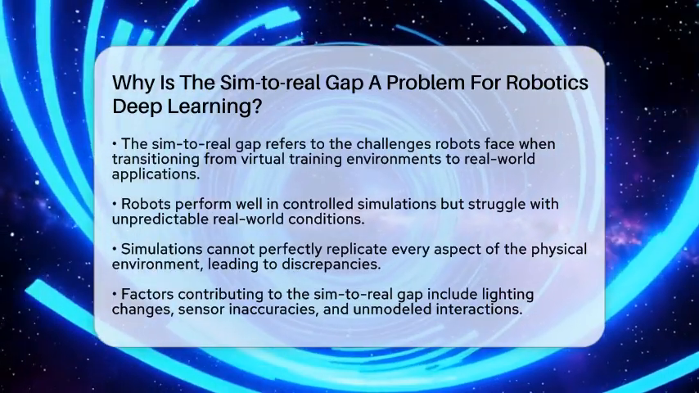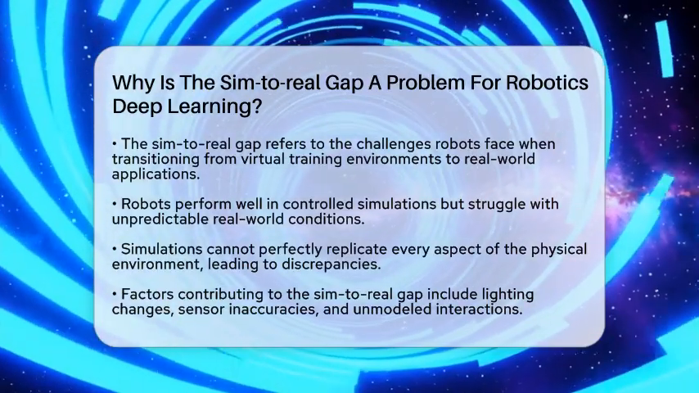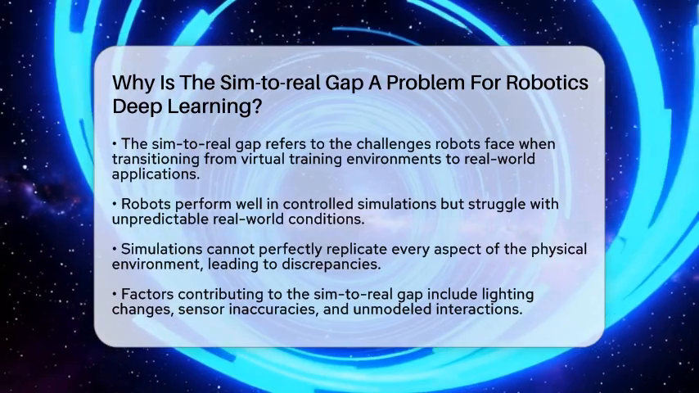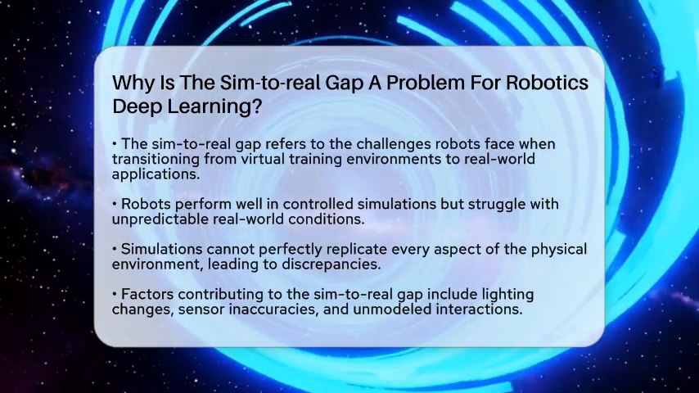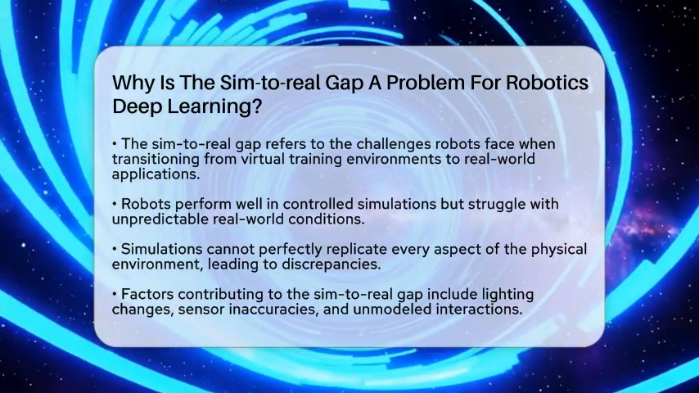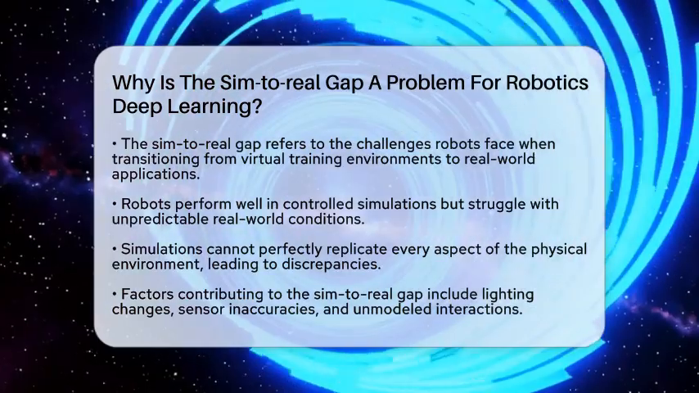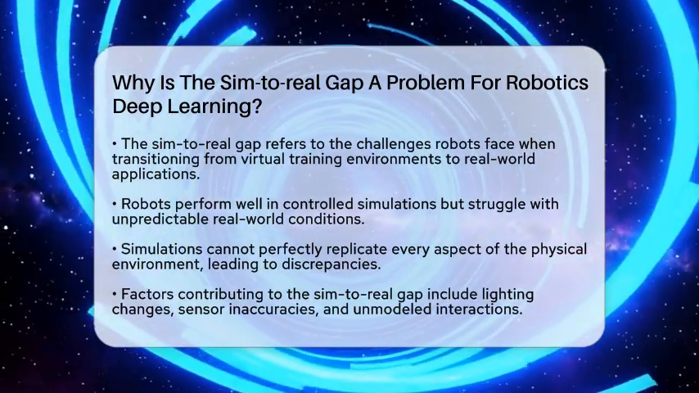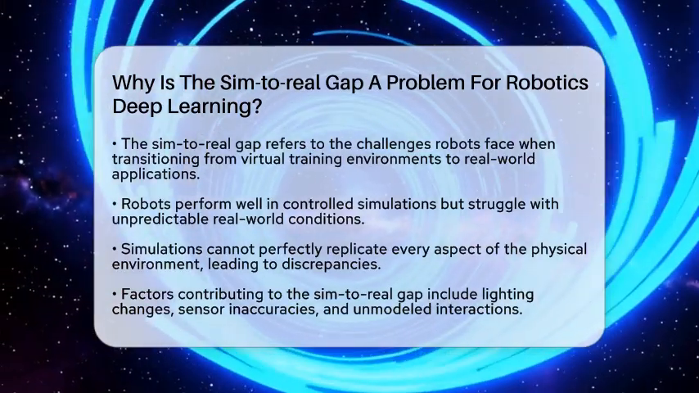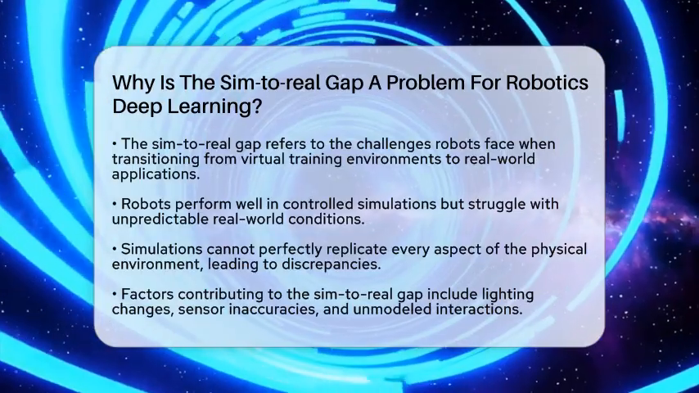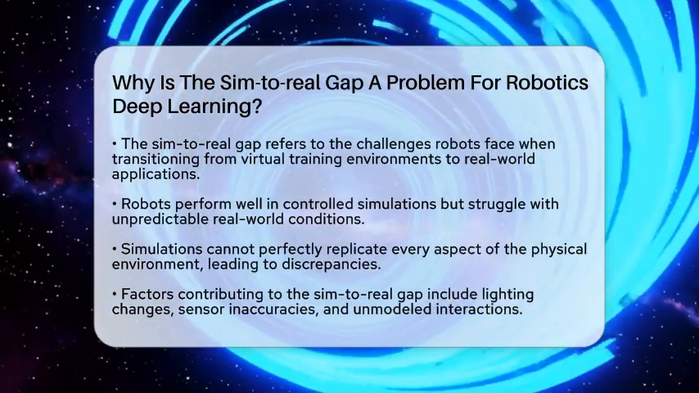When robots are trained using simulations, they often perform well in those controlled settings. However, once they enter the real world, they can encounter unexpected challenges. This happens because simulations cannot perfectly mimic every aspect of the physical environment. Factors like lighting changes, sensor inaccuracies, and unmodeled interactions can create a mismatch.